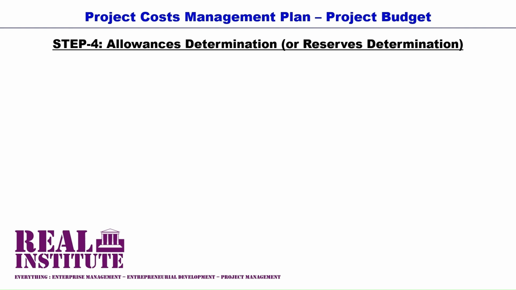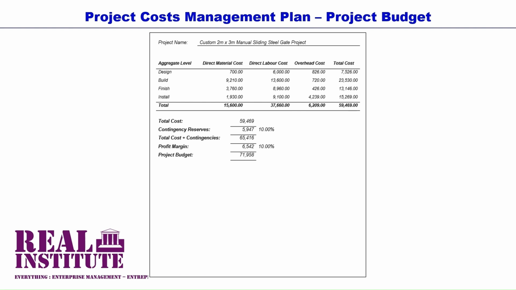There are various ways that can be used to determine these allowances. This varies from industry to industry, from sector to sector, from organization to organization, but they are usually calculated as a percentage of the project total cost. For our case example project, the steelworks manufacturing project allowance rate is 10% of the project total cost. As demonstrated, 10% of 59,469 is 5,947. Therefore, the contingency reserve for our case example is 5,947.